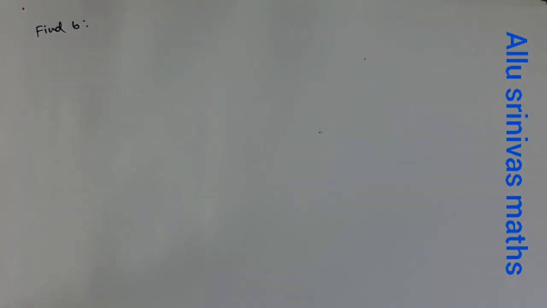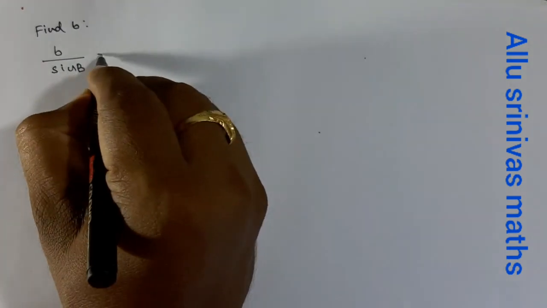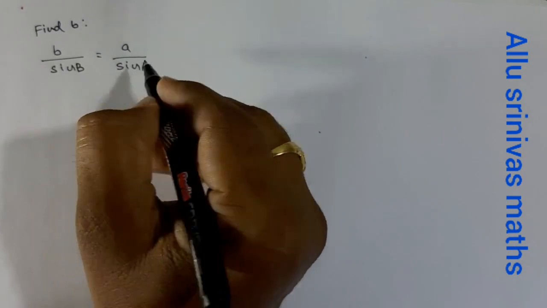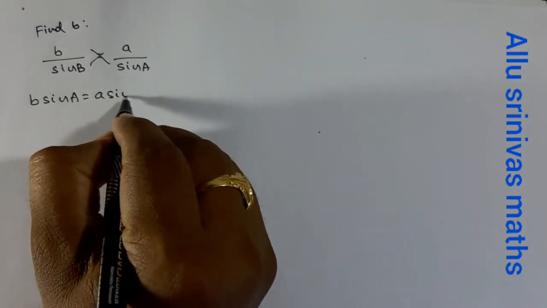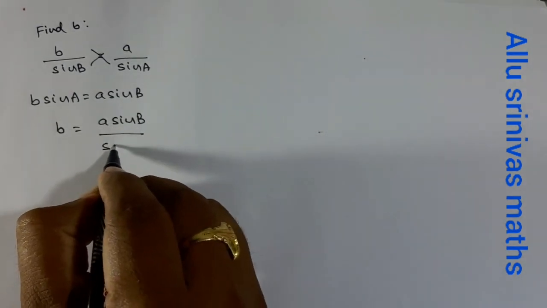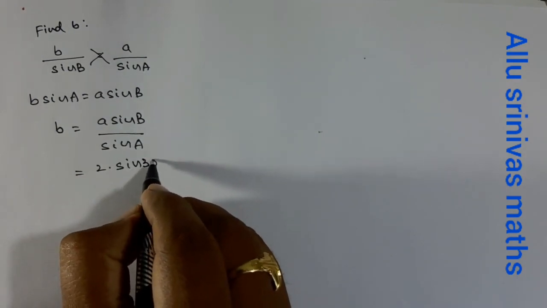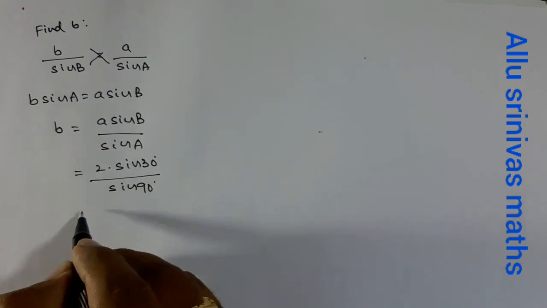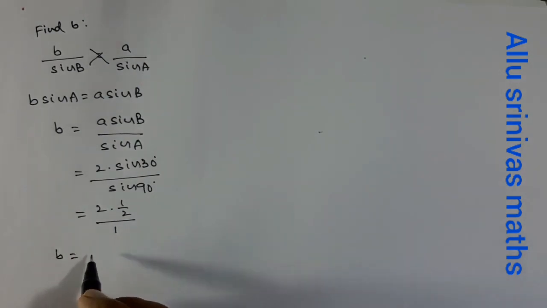First we have to find side B. We write the convenient formula: given side, required side B by sin B equal to given side A by sin A. We apply the cross multiplication: B sin A equal to A sin B. Finally B equal to A sin B by sin A. Substitute known values where A is 2 and angle B sin 30 degrees, and we know the angle A is 90 degrees. 2 into sin 30 is 1 by 2, sin 90 is 1, and then finally required side B equal to 1.